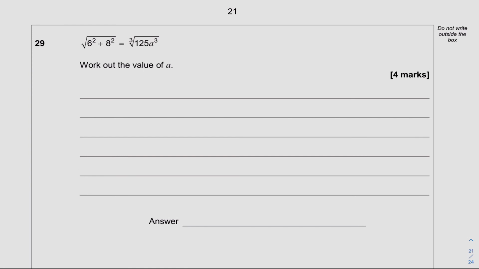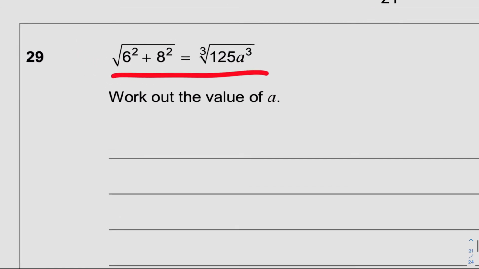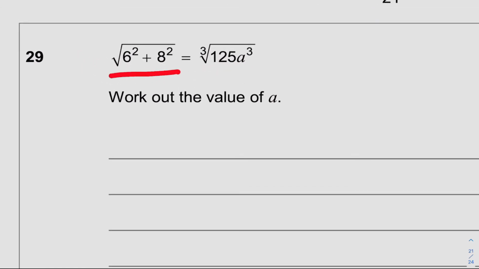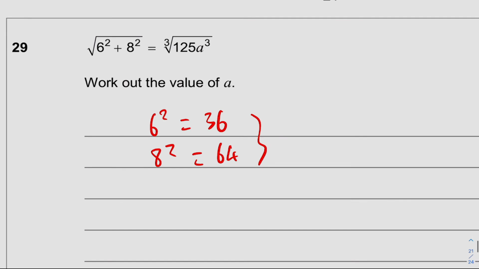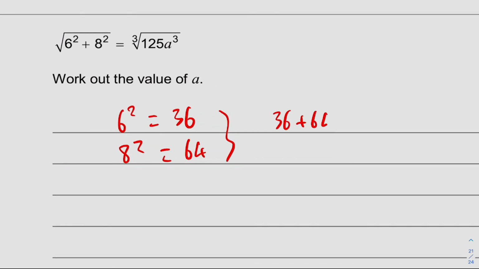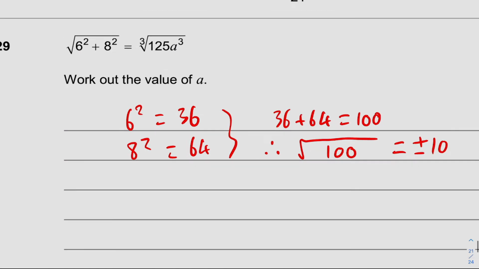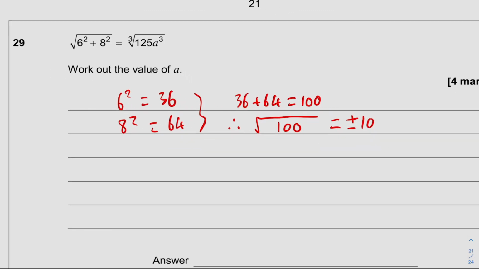Okay, so for question 29, we need to work out the value of a from this expression here. So the first thing to do for this question is to work out the left-hand side of the expression. So to do that, we work out what 6 squared is. So 6 squared is of course equal to 36, and then 8 squared is equal to 64. We're then going to add these two together, so we do 36 plus 64 is equal to 100, and therefore we can say that the square root of 100, where 100 is equal to 6 squared plus 8 squared, is equal to plus or minus 10. Okay, so that's the left hand side worked out.